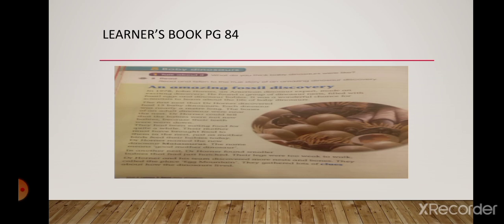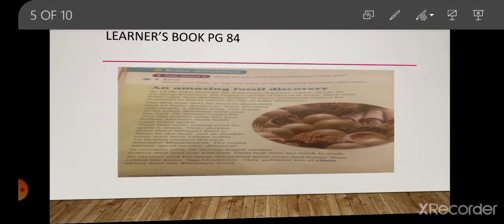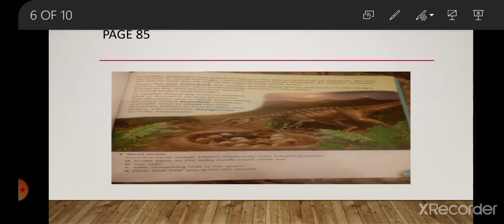Dr. Horner and his team discovered more nests and bones. They called the place Egg Mountain because they found more nests and bones over there. They gathered lots of clues about how the dinosaurs lived. Come back to Learner's Book, page 85. Our mother Maiasaura was about as big as a bus and as heavy as an elephant. She was too heavy to sit on her eggs.